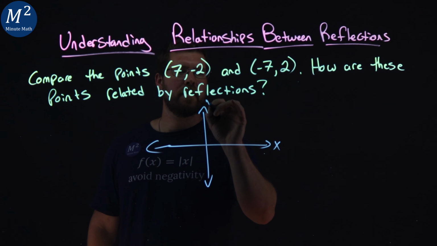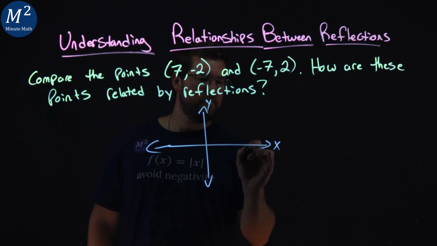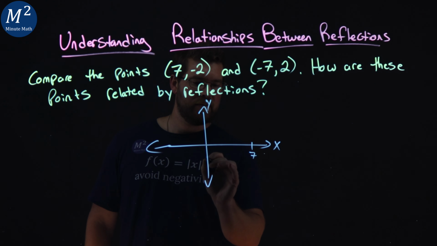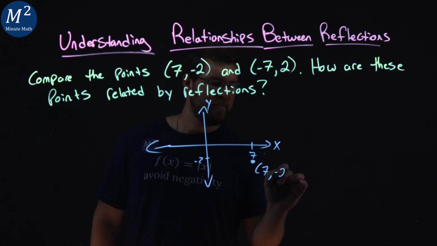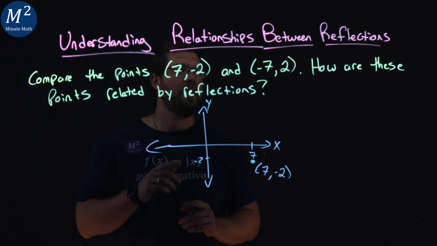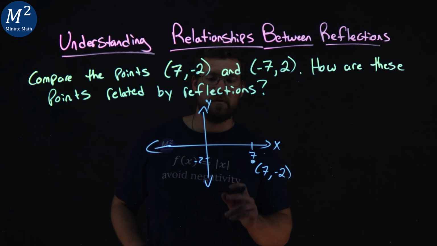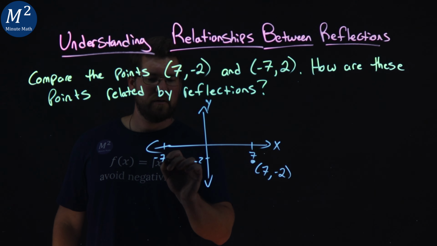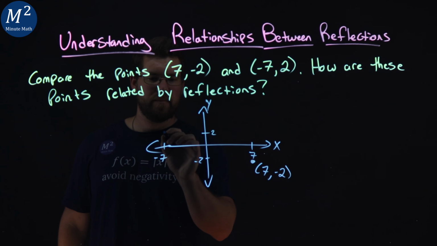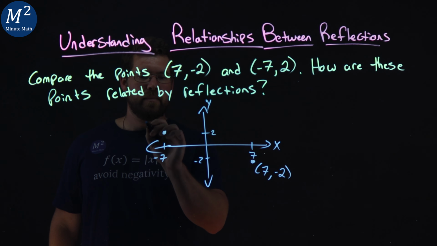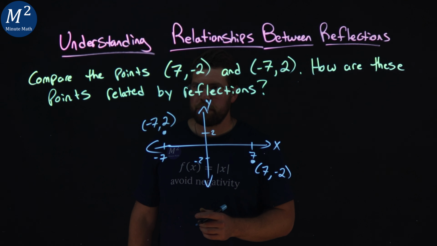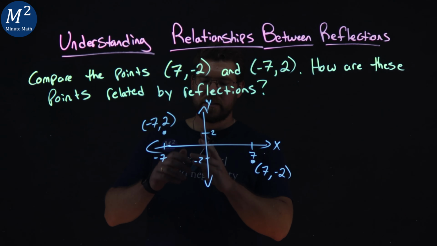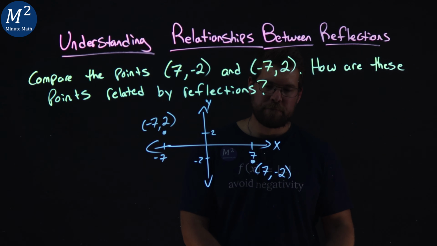We have x, y, and our first point, (7, -2). Let's say 7's right there, -2 is right here, and that's (7, -2). And then the next point is (-7, 2). So x is -7 about here, and the +2 right here. So we have (-7, 2) right there. So how do we get from this point to that point?